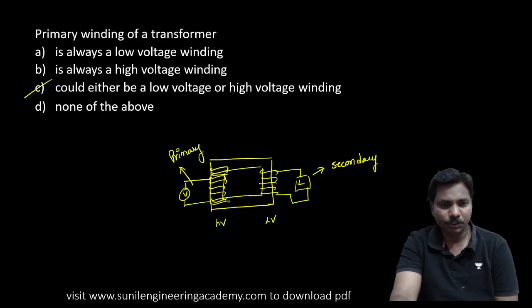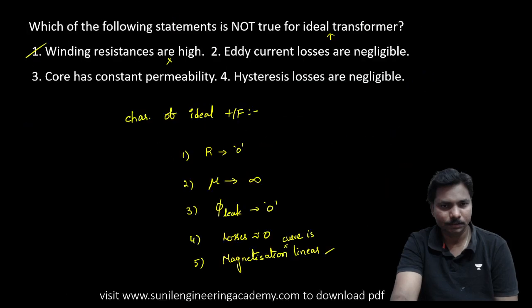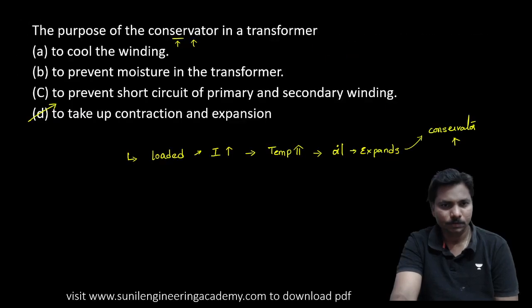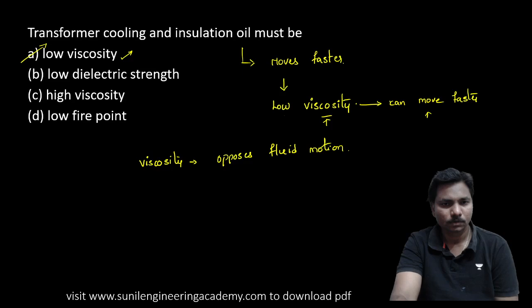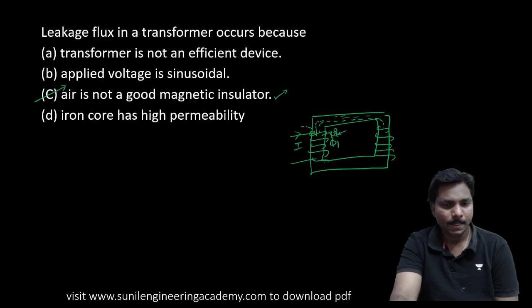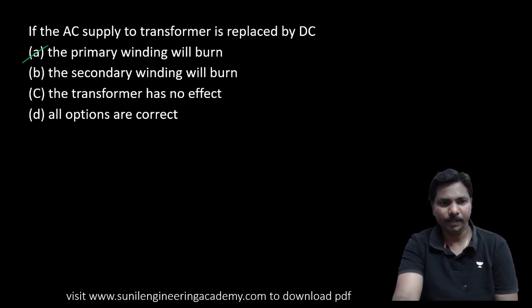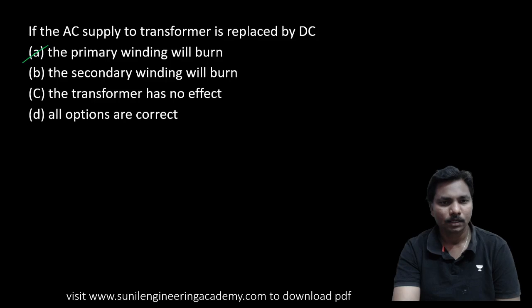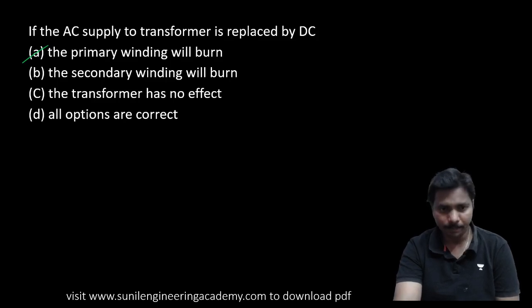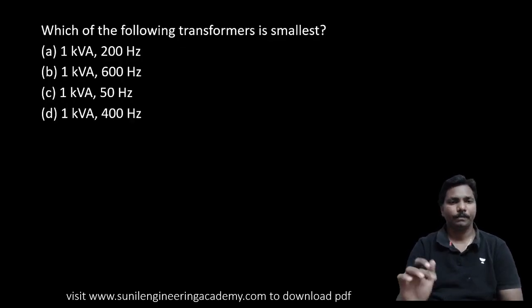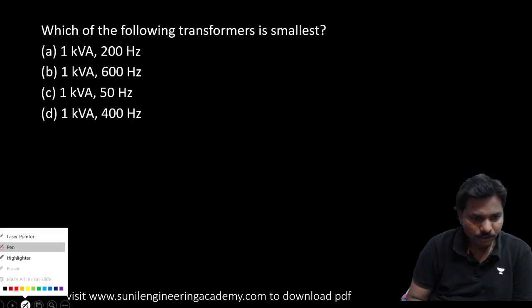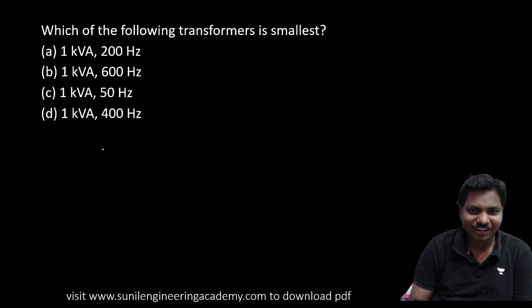Some of the basic questions we have completed. Yes, up to this one we have completed: if AC supply is replaced by DC, the primary winding is going to be 1. The first question in this session, all of you ready?